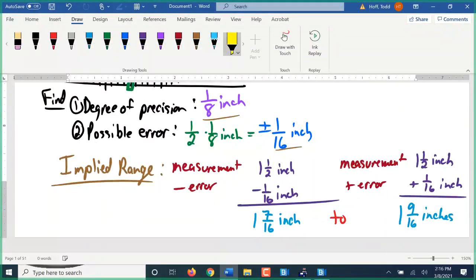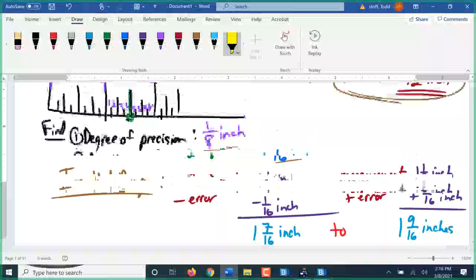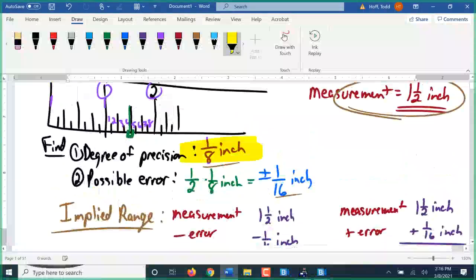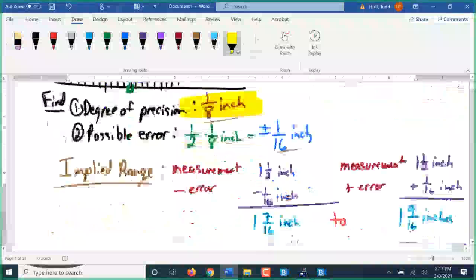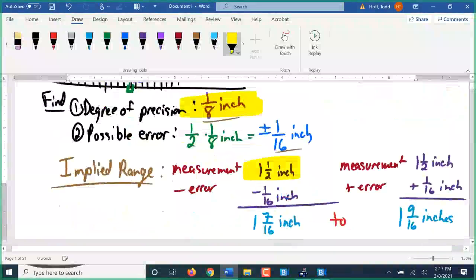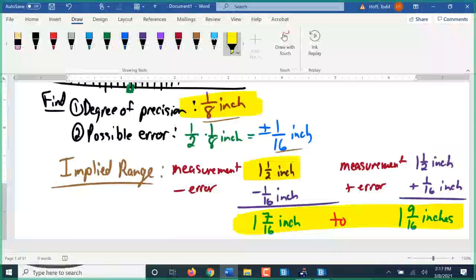So with this measuring device, with this ruler, the degree of precision is 1/8 inch, meaning that it goes down to 1/8 of an inch as the smallest division. If an object measures 1 1/2 inches, that's actually saying it's somewhere between 1 7/16 and 1 9/16.